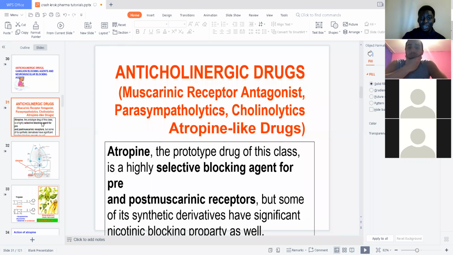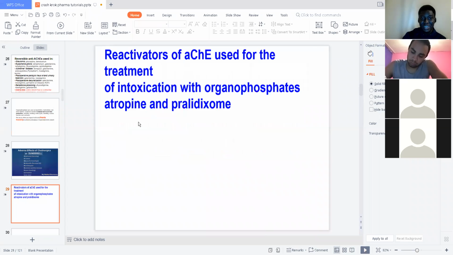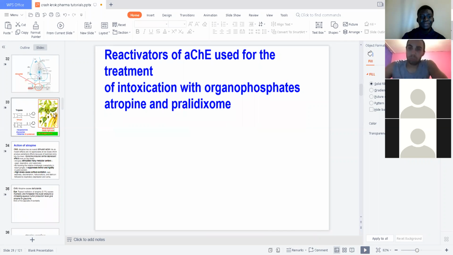So I want you to take note. Atropine opposes the effect of cholinergic drugs, and that's why it's the treatment for organophosphate poisoning. So when you take too much cholinergic drugs, you're going to take what can oppose it, which is atropine. So atropine is going to oppose the effects.